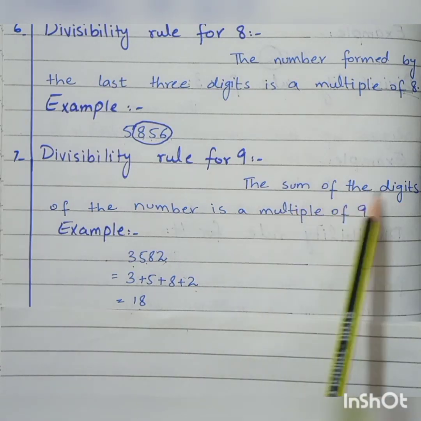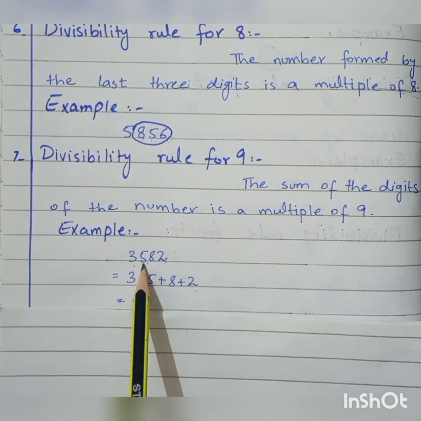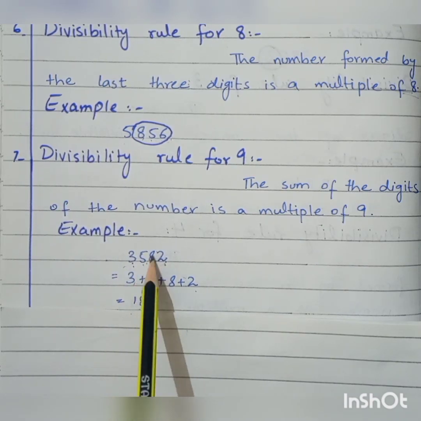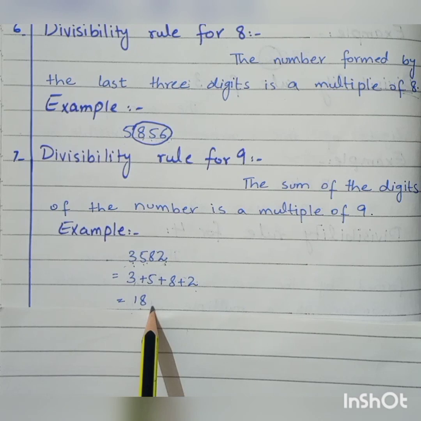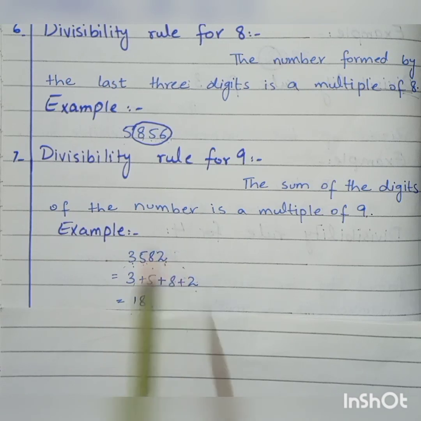For 9, the sum of the digits of the number is a multiple of 9. This number 3582, when we sum 3 plus 5 plus 8 plus 2, we obtain 18, and 18 is a multiple of 9. Then we can say that the whole number 3582 is divisible by 9.